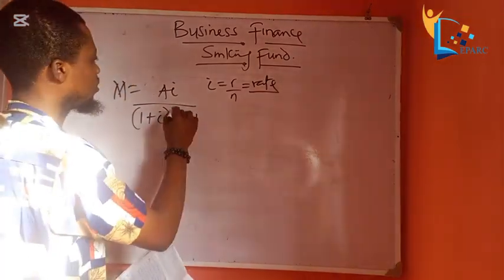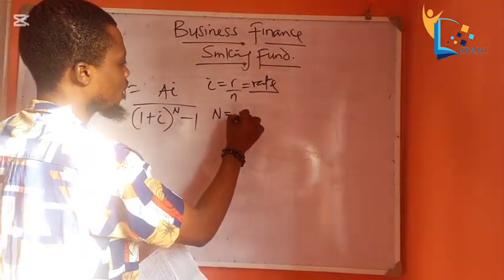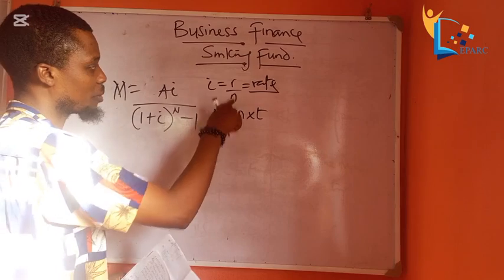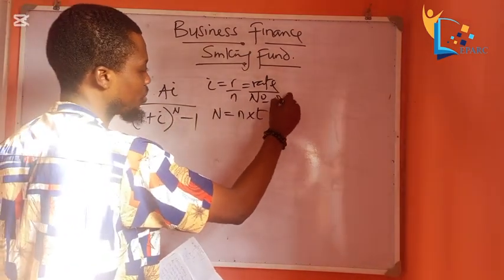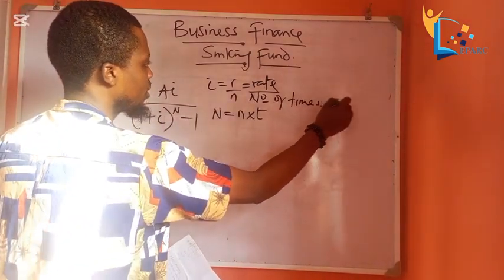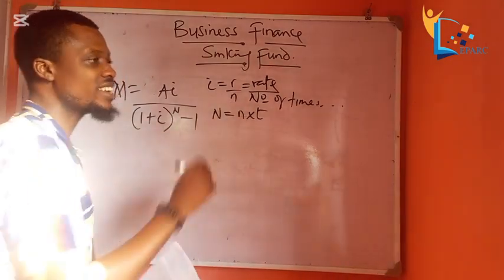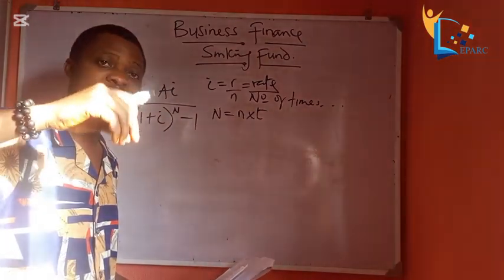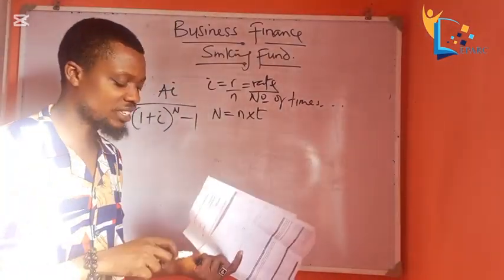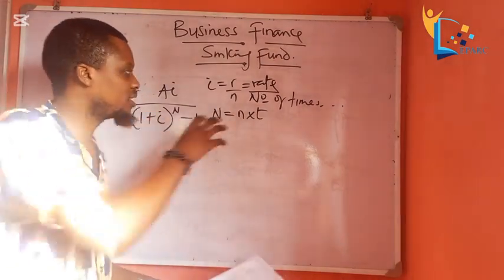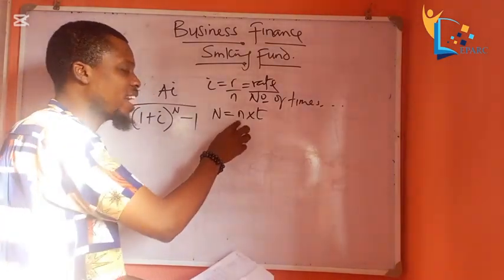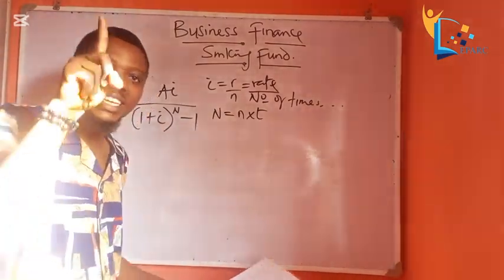Then this big N here stands for n times T. n here is the number of times in a year, we know that already. Then T here is the year, how many years, not the number of times in a year. Now get the difference. The T here is the number of years, while n here is the number of times in a year.